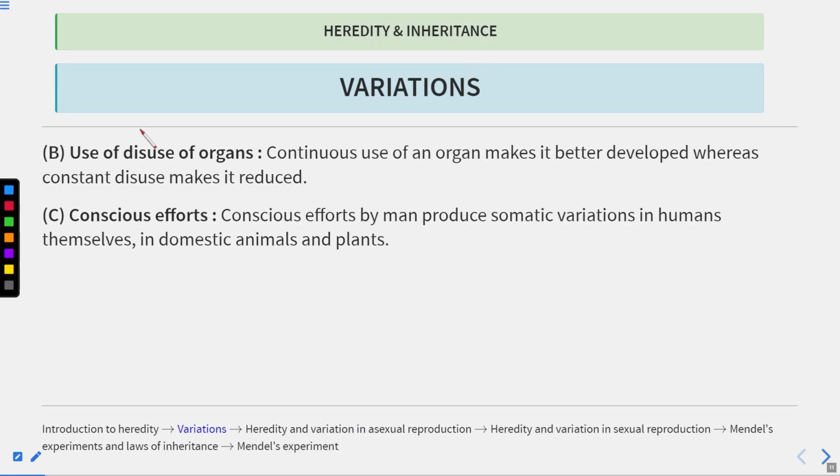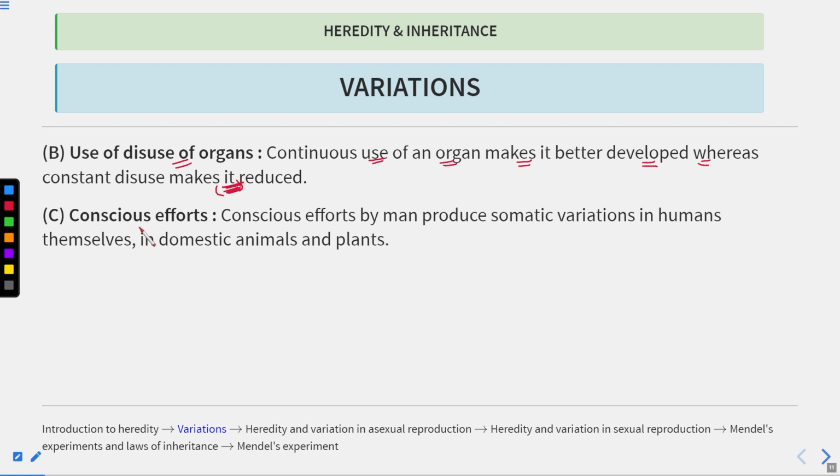Now next is the use and disuse of the organs. So this can also cause variations. First was the environment, then we have the use and disuse of the organs. So continuous use of an organ will make it better developed, whereas constant disuse of an organ will make it reduced. Clear? So you have vestigial organs also that we don't use now.